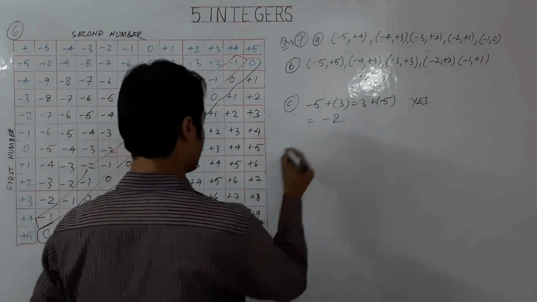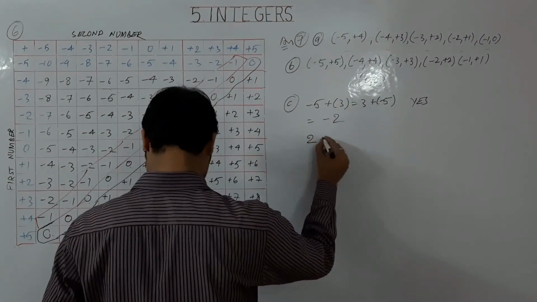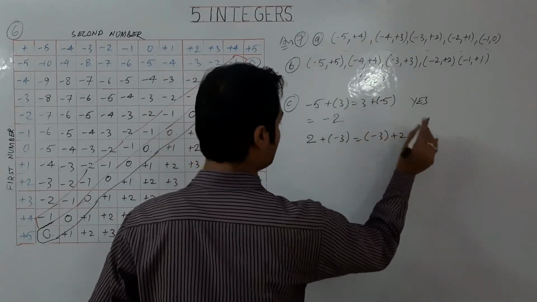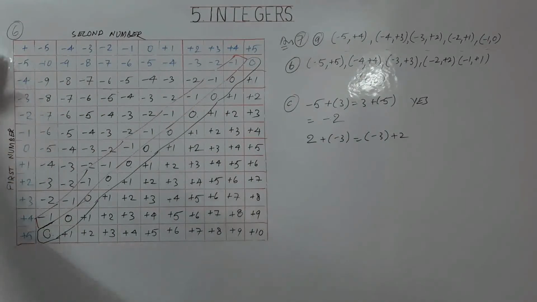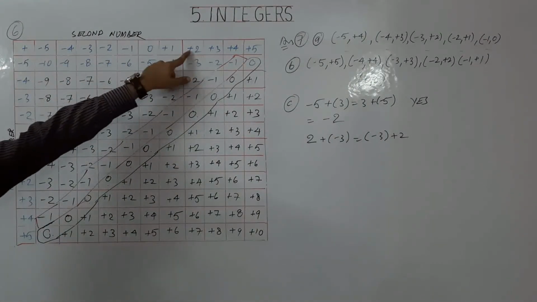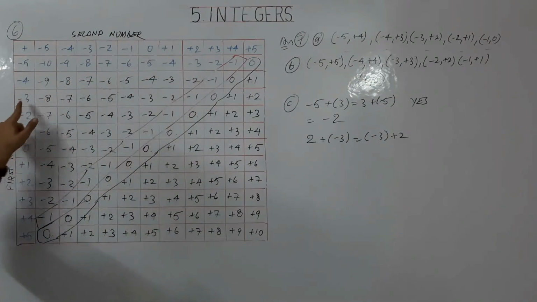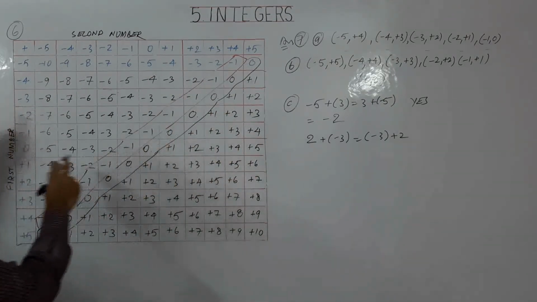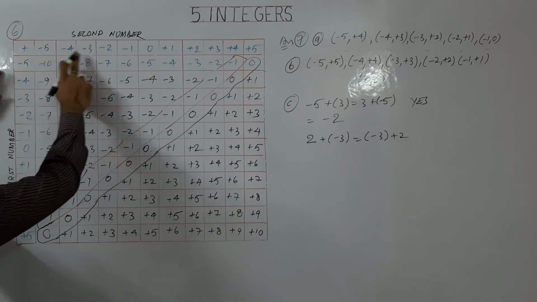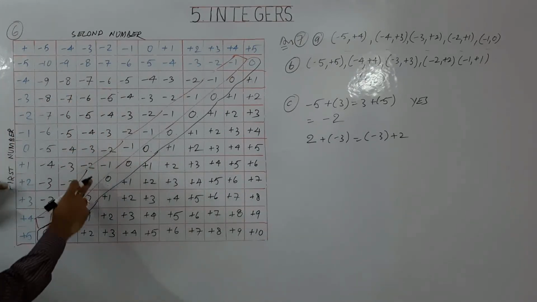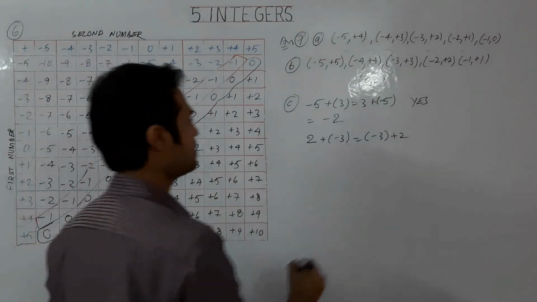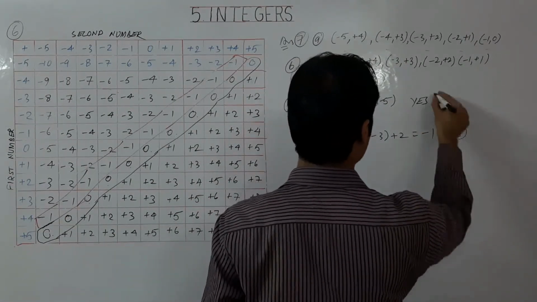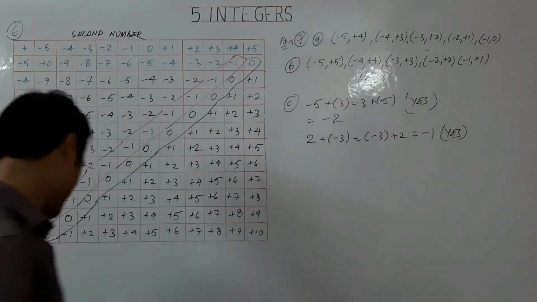Then, is 2 plus -3 equal to -3 plus 2? Yes, this is also correct. Let's check it. 2 plus -3, the total is minus 1, and -3 plus 2, from this column, is also minus 1. So both are minus 1, and the answer is yes, both are the same.